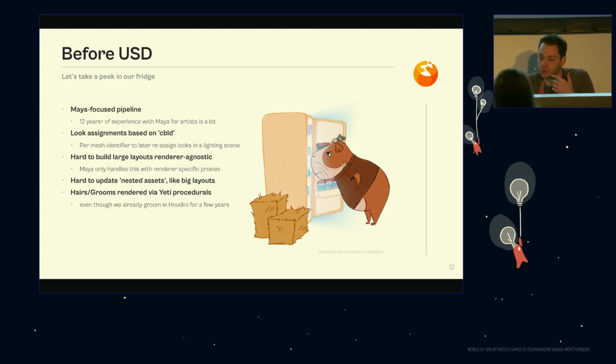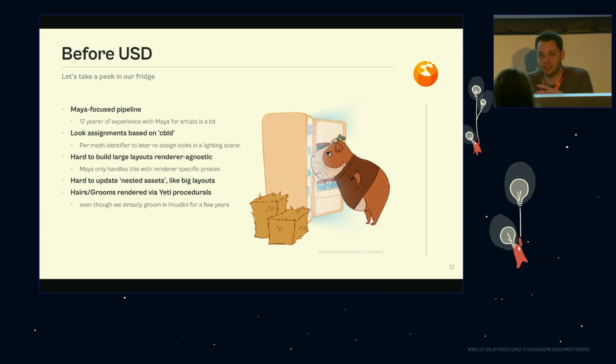But there are some issues with this workflow, in that it's quite hard to build large layouts that are efficient. You can do that with Arnold proxies or Redshift stand-ins, but you can't have a renderer-agnostic instancing that would work for both renderers. And even though I wouldn't recommend it ever in production, as a small studio, we sometimes render a part in Arnold, another part in Redshift. So that's quite important for us, actually.